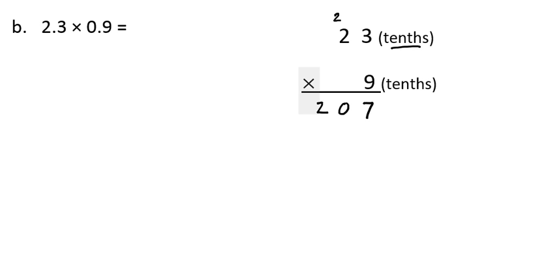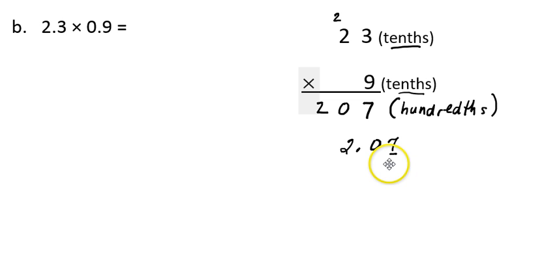Since I'm multiplying tenths by tenths, my new unit will be hundredths. So I have 207 hundredths. Now I need to think of what that would look like as a decimal. Well, 207 needs to land in my hundredth spot. So my final answer would be 2.07. This is 207 hundredths because the 7 is in the hundredths place.